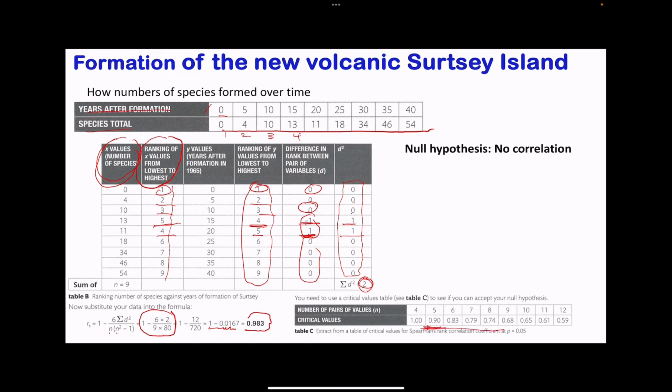When we look at the table of critical results, we can see at n number of pairs equal to 9, the critical value is 0.68, which is less than the 0.983. So we reject the null hypothesis.